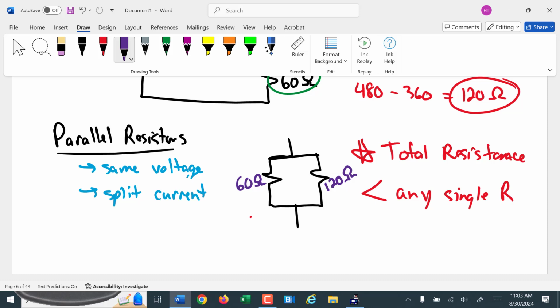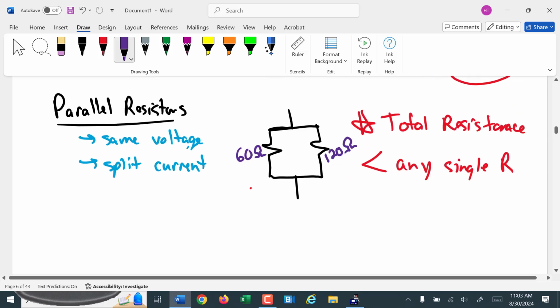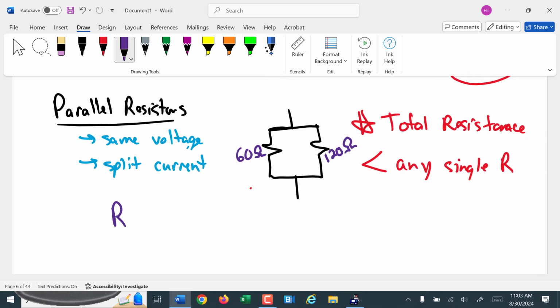So let's say that this is 60 ohms here, and this is 120 ohms. The smallest resistor there is the 60. The total resistance has to be smaller than 60 because it's going to be easier to flow than it would be if it was just the 60 ohm resistor. R total, now the formula that your book uses is something like this.